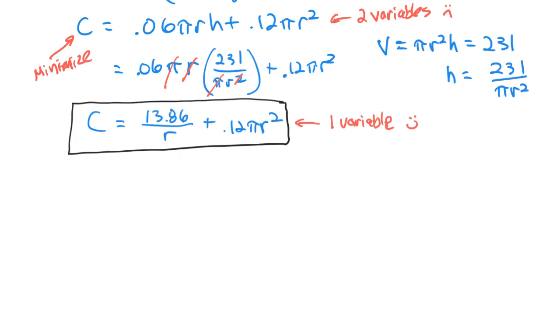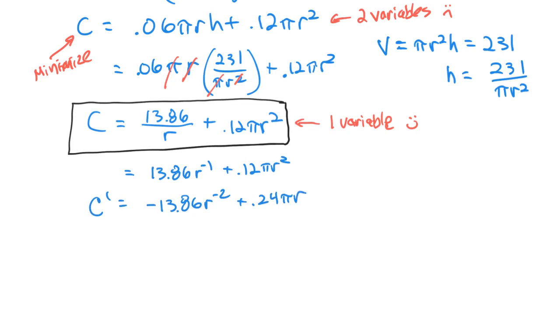So I'm going to rewrite this a little bit differently. I'm going to write it as 13.86 r to the minus 1 plus 0.12 pi r squared. So then c prime is going to be negative 13.86 r to the negative 2 plus 0.24 pi r, right? Just taking the derivative. And then we want to write this as a fraction, which we can do if we basically want to write this as a positive power. We don't want r to the negative 2. We want r to the 2.